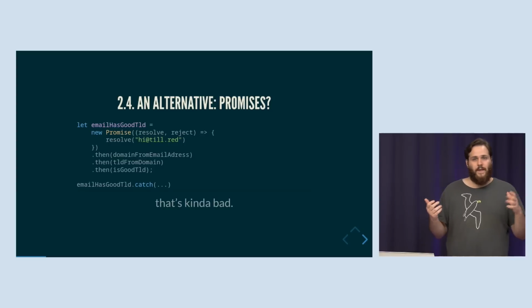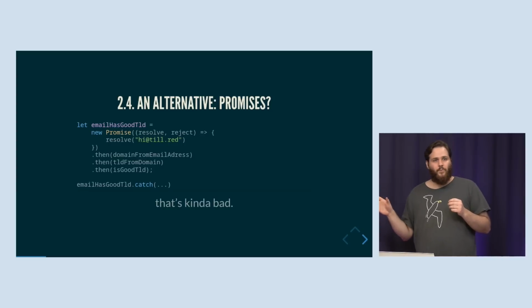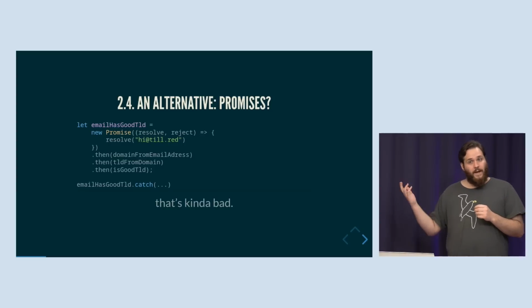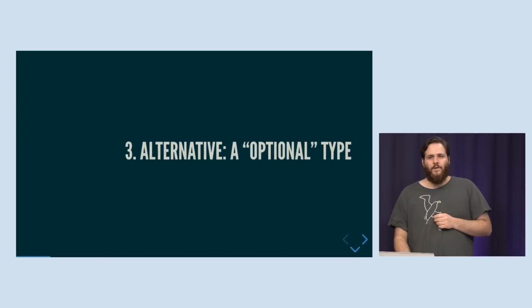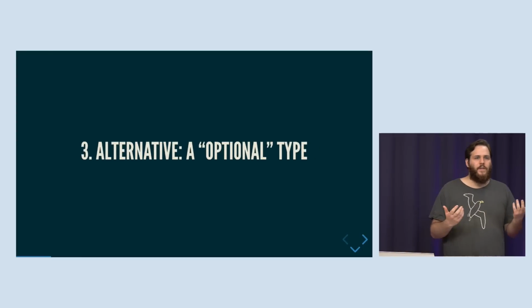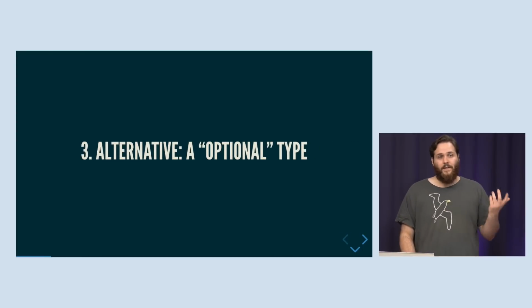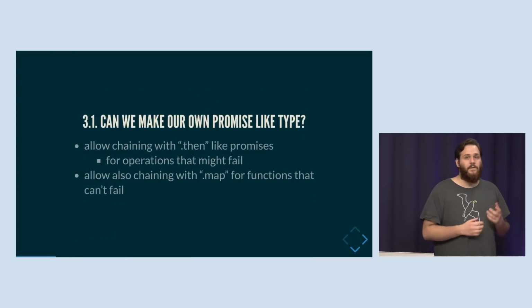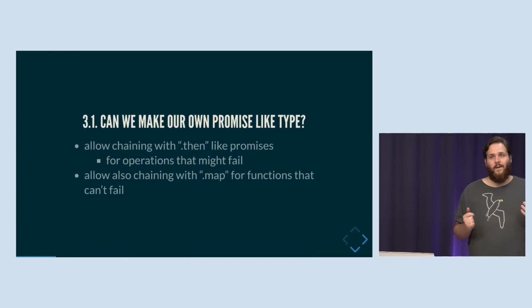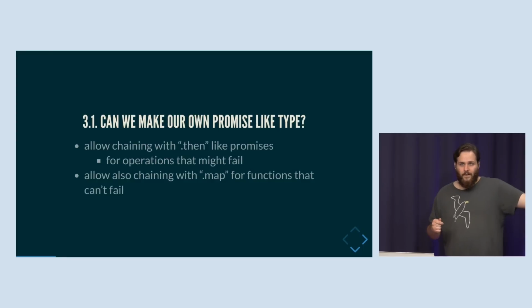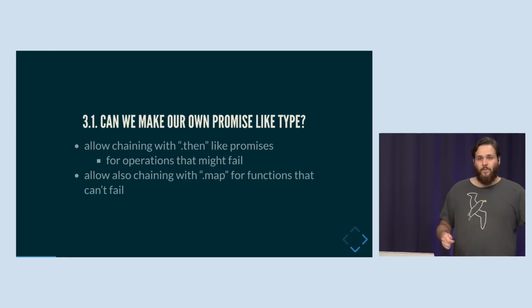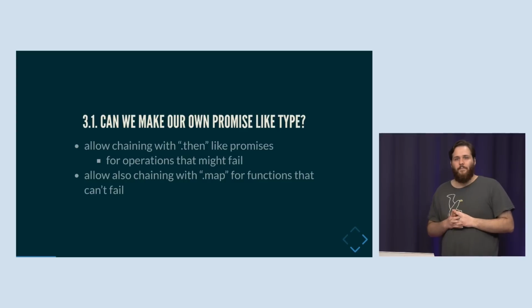If you're in JavaScript, you see the async keyword, or that something returns a promise, you know already it might fail. So we might be able to create our own type where we encode that it might fail without being asynchronous. In this case, I would want to be able to allow chaining with .then, .then, the same way as you would do with promises, without the asynchronous part of it.